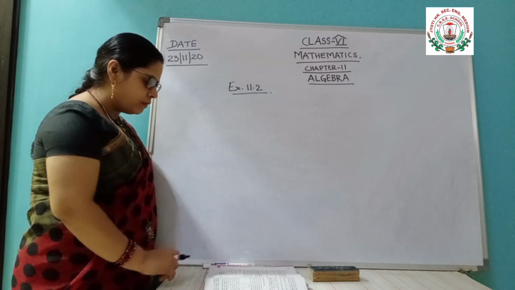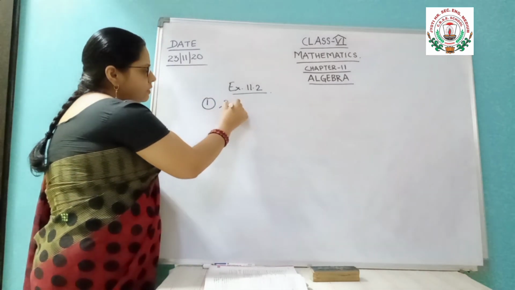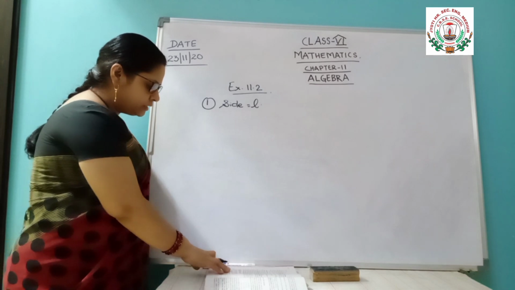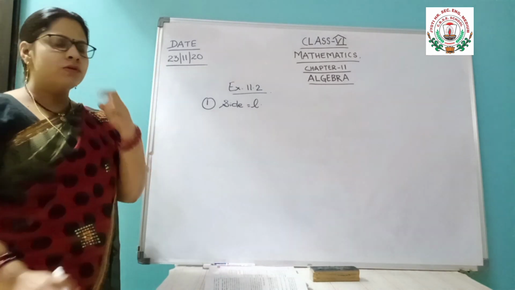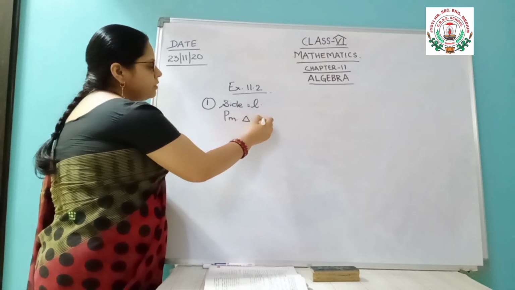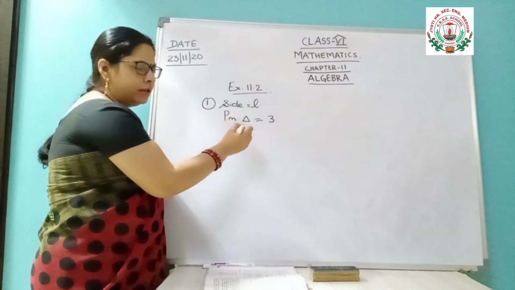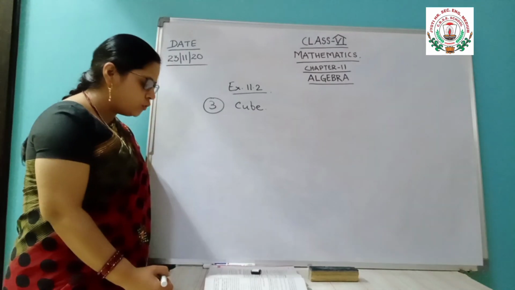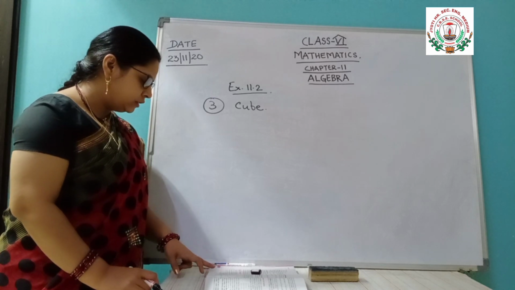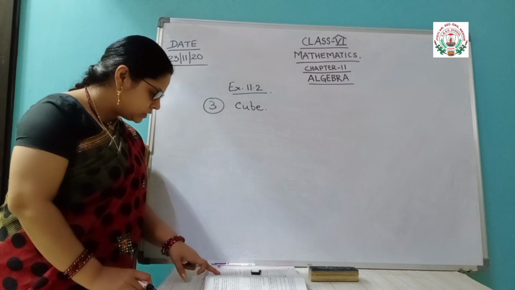Here the side of an equilateral triangle is shown by L. So the side is given by L, and express the perimeter of the equilateral triangle. So first tell me, what is the formula for the perimeter of a triangle? Perimeter of an equilateral triangle: in an equilateral triangle all three sides are equal. So 3 into L. Then a cube is given, a 3-dimensional figure, where the length of each edge is given.